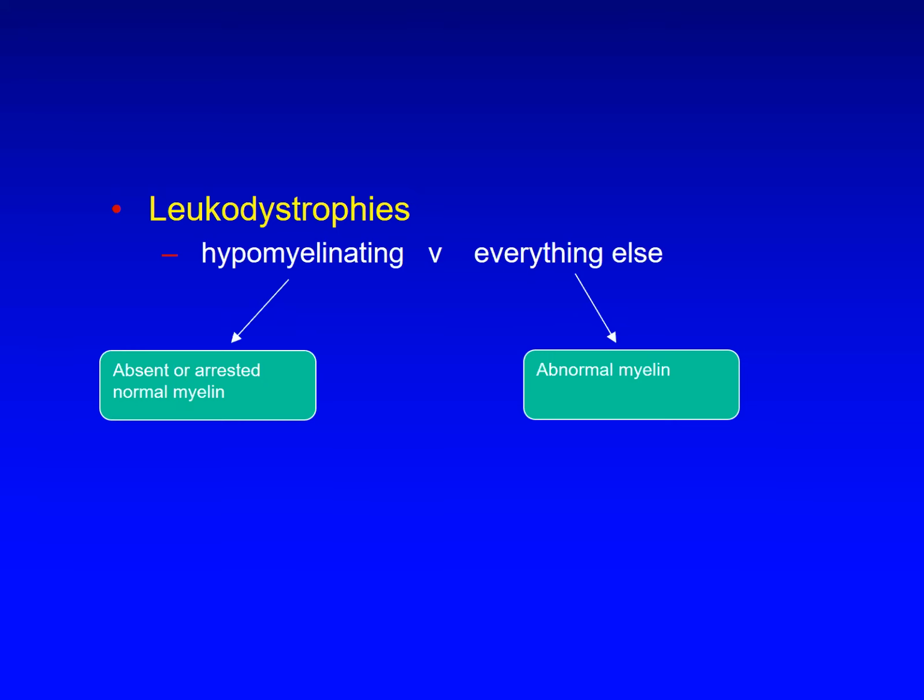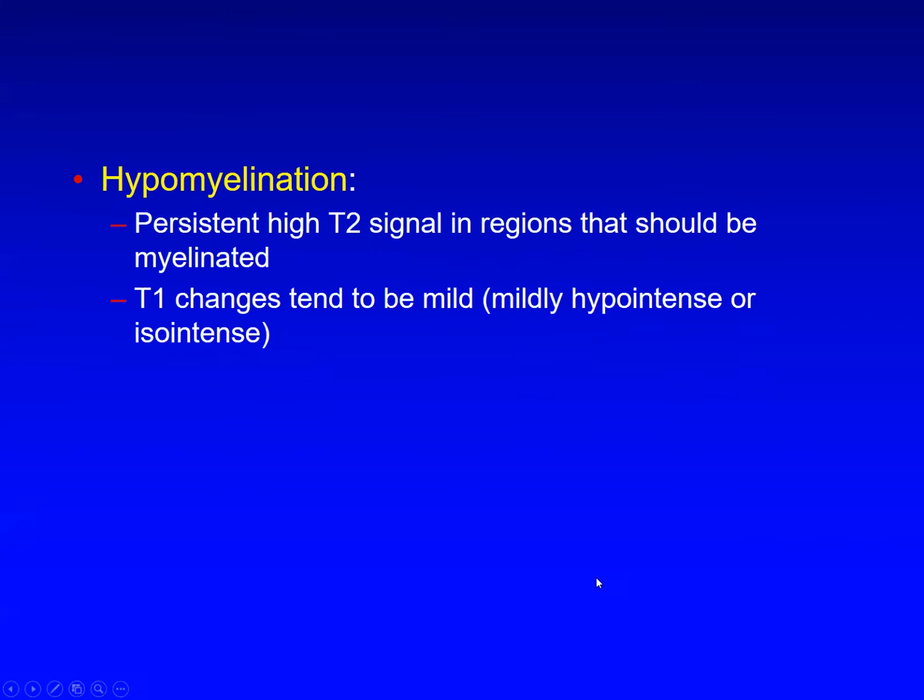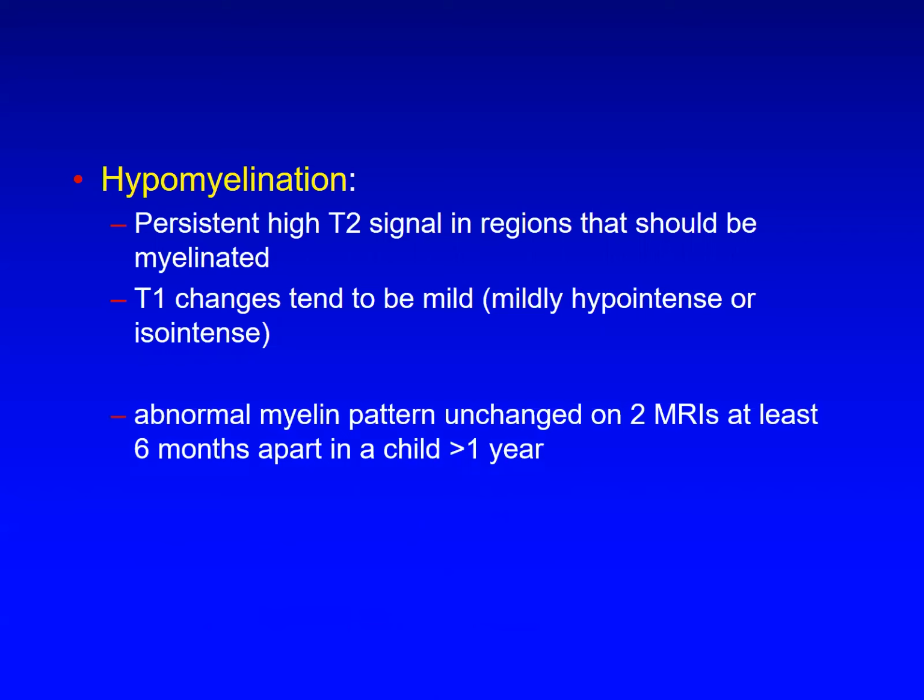So hypomyelinating, the myelin is absent or arrested, but it's intrinsically normal. And in everything else, the myelin itself is really abnormal. Have to be careful about the definition of hypomyelination because I think we sometimes overuse this. It really is persistent T2 signaling in regions that should be myelinated by age. The T1 changes can sometimes be a little less apparent than the T2 changes, so it may only be mildly hypointense or even isointense on T1. And we really want to see this as an abnormal pattern that is unchanged on 2 MRIs at least 6 months apart in a child more than 1 year.